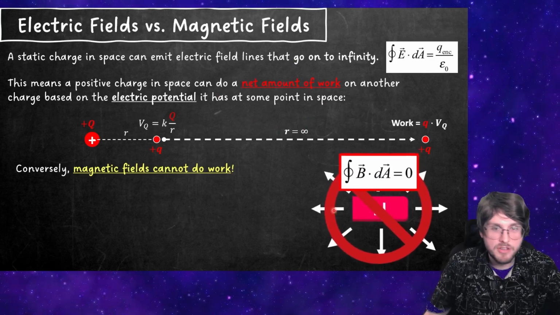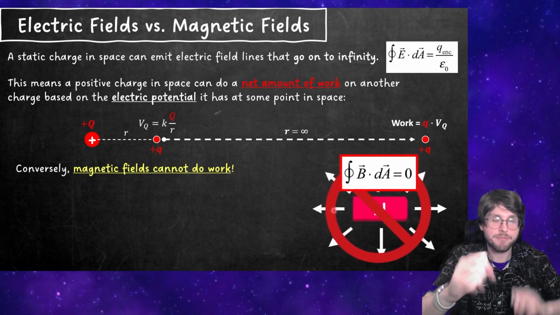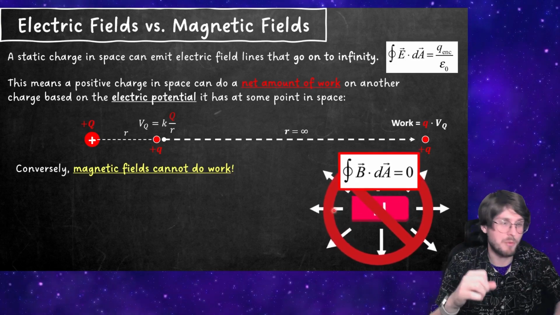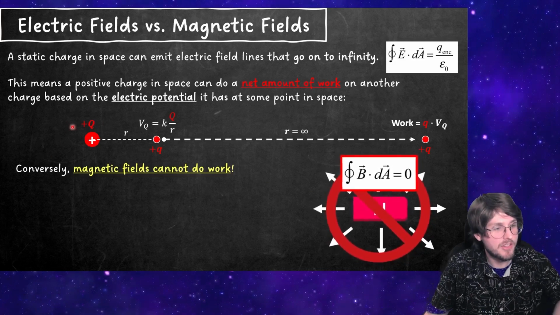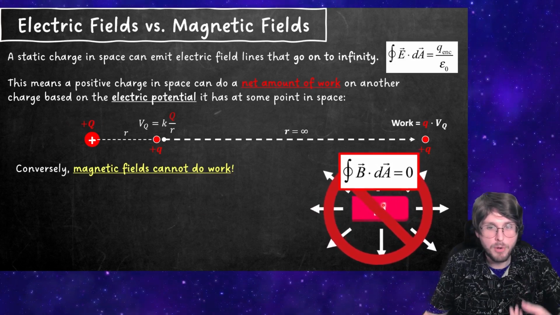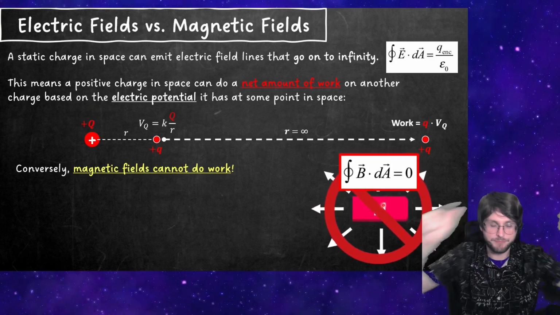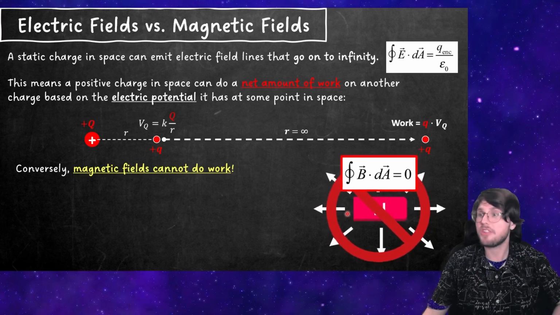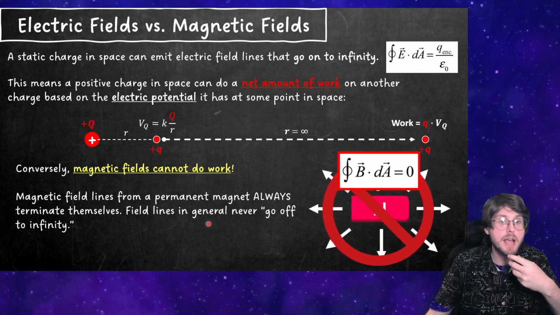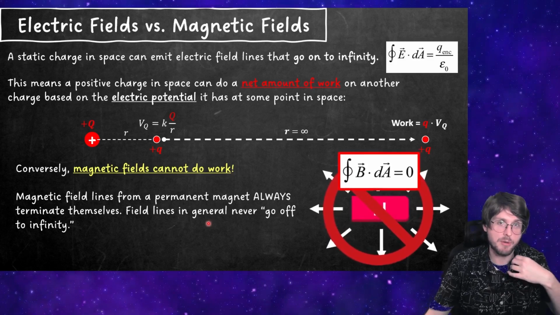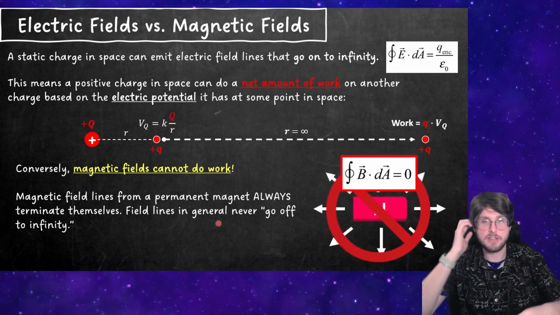So if we imagine that we took one of those bar magnets from one of the previous slides and snapped it in half and just had a north pole without any south pole, well, we would imagine that it would behave similarly to a positive charge, meaning that that north pole would have magnetic field lines that would all just radiate outwards to infinity. The problem is that simply does not happen. Magnetic field lines from a permanent magnet will always terminate themselves, period. And field lines in general will just never go off to infinity. They'll do anything but that.